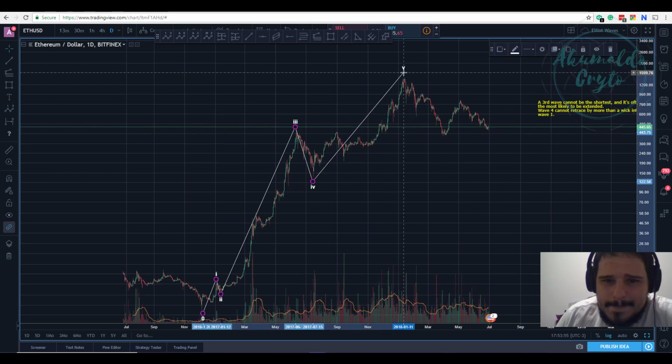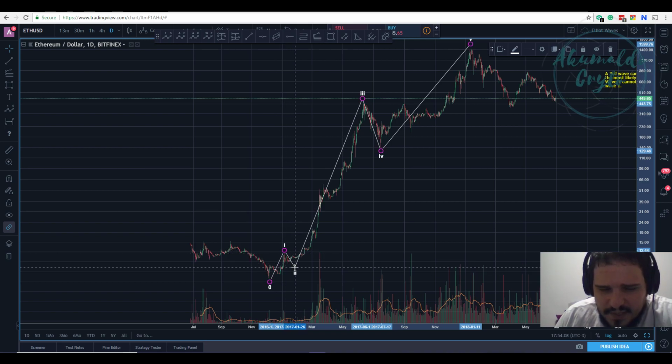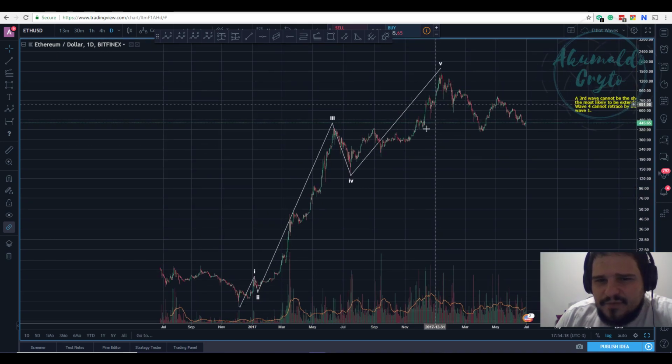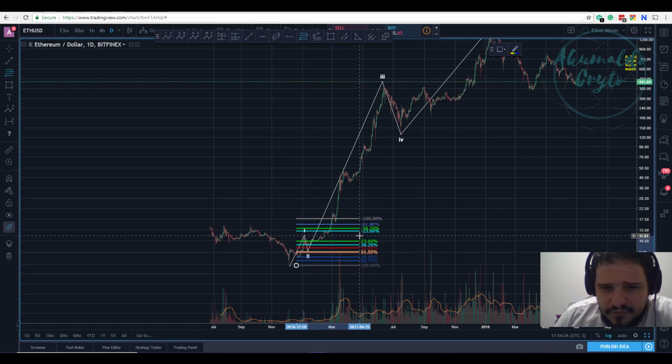It is somewhat arbitrary, but I have a bit of experience using this framework, this theory, so I can spot the best places to put my waves 1, 2, 3, 4, and 5. Then we should start using the measurements. That's how we see if we are right or not. Let's see here how much this wave 2 retraced.